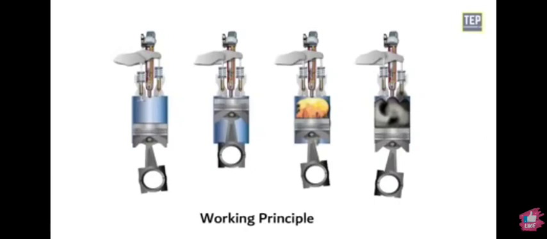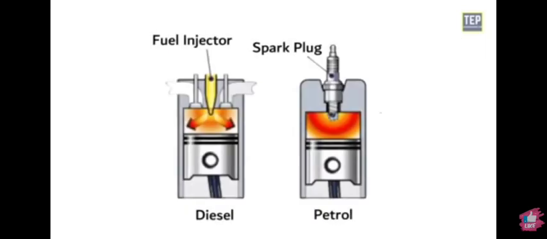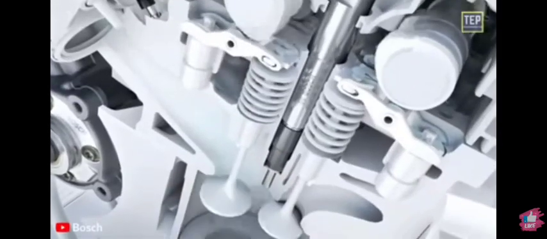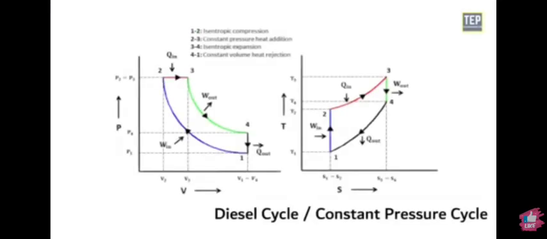Working of a 4-stroke diesel engine. The basic construction of a 4-stroke diesel engine is the same as that of a 4-stroke petrol engine, except that instead of a spark plug, a fuel injector is mounted in its place. A fuel pump supplies the fuel oil to the injector at higher pressure. It works on the diesel cycle, or constant pressure cycle.